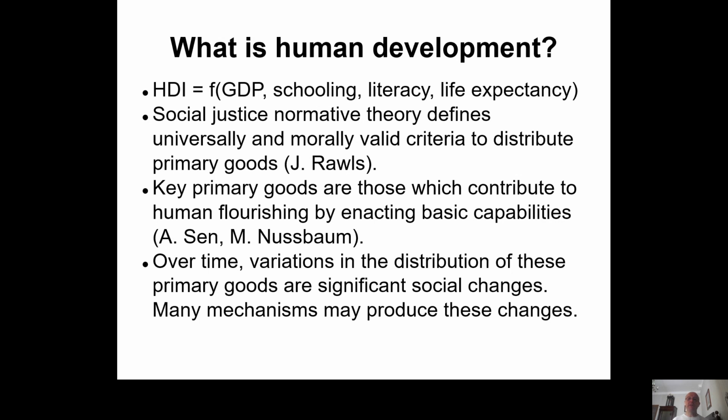Over time, variations in the distribution of these primary goods produce significant social changes. We also have to be aware of the mechanisms that produce these changes, which are not only related to global governance. In the following lecture, we will discuss some of these mechanisms according to the literature on socioeconomic development, mostly focusing on the evolution of the gross domestic product in a wide variety of countries.